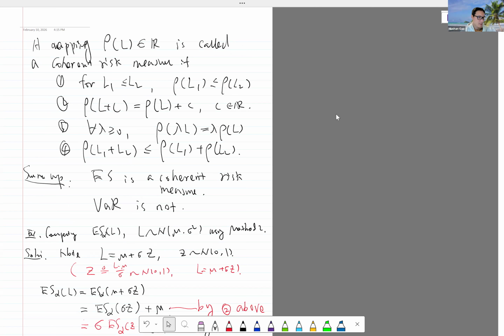So what time is it? Let's return after 6 minutes. Then I will talk about the computation of them, using data, how to estimate them.